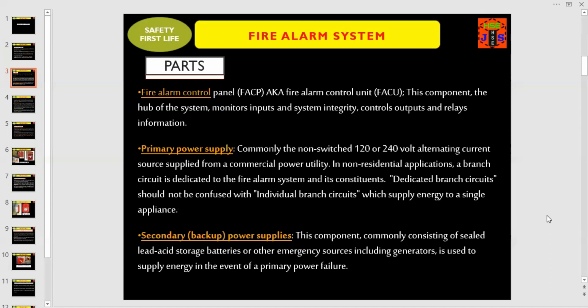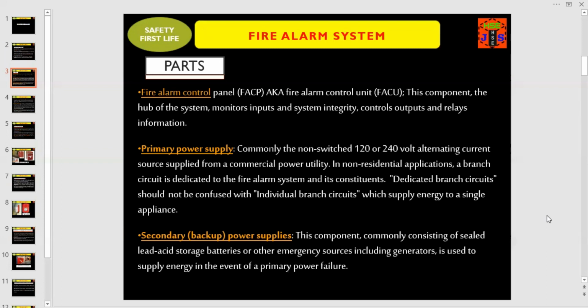Number one, fire alarm control panel, FACP, and fire alarm control unit, FACU. This component, the hub of the system, monitors inputs and system integrity, controls output, and relays information. This is the function of fire alarm control panel. Let us understand now what is the use of primary power supply and secondary backup power supplies.